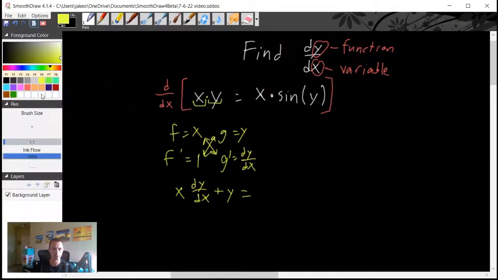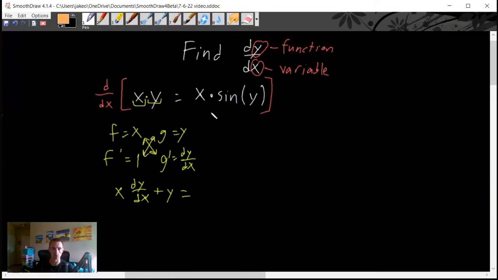Now, on the right side of the equation here, again, we're going to have to use product rule because we have x times sine of y. So we have the product of these two functions here. So again, we need to determine what is f, what is g. Let's just say f is x, g is sine of y. And then we need to find f prime and g prime. Derivative of x is 1.